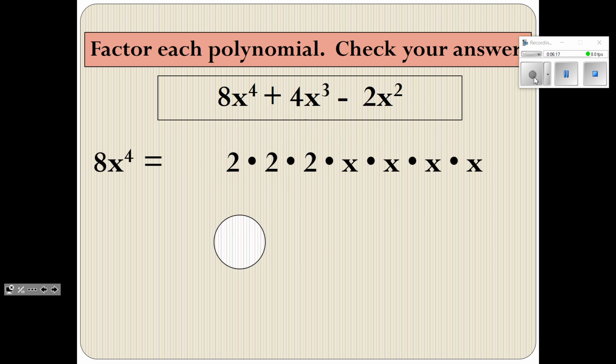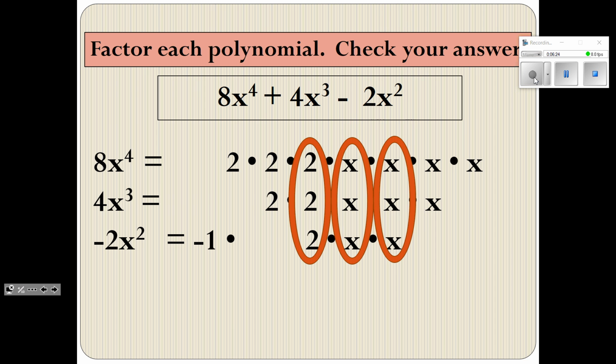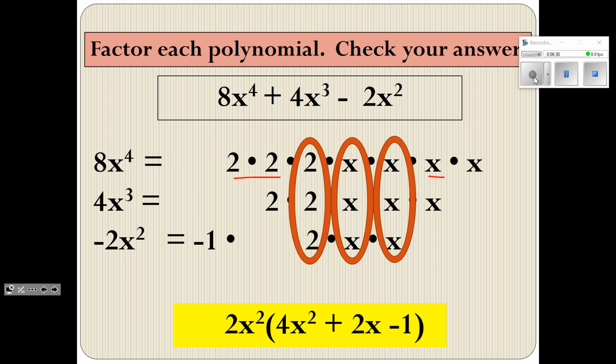Now, with my PowerPoint here, I went through, and again, I showed you the prime factorization for each one. You know, we can locate what they share. That becomes the greatest common factor that we pull out. And then we look for what's left, 4x squared for the first term, 2x for the second term, and a negative 1 for the third term.